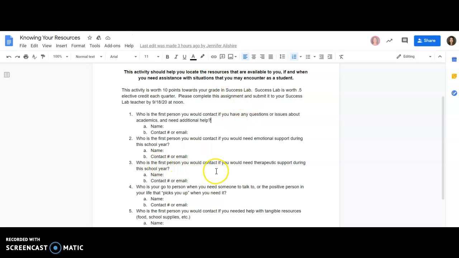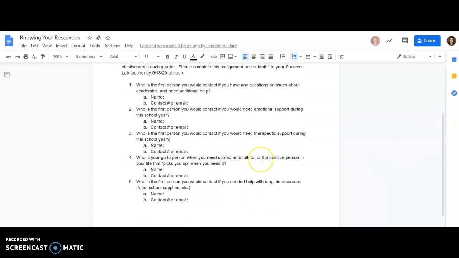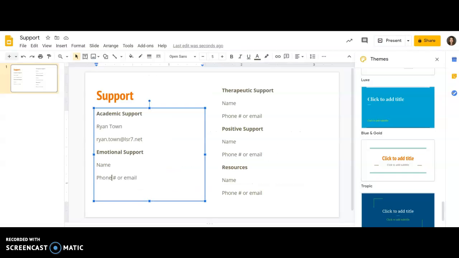Then there's a person you would need to contact if you needed therapeutic support, the person that you need to talk to, or a positive person in your life that picks you up when you need it, and then the person you would contact if you needed tangible resources like food or school supplies or anything that you can hold. So think about those people, write down either their phone number or email in that support document you have, and then submit it to Schoology.